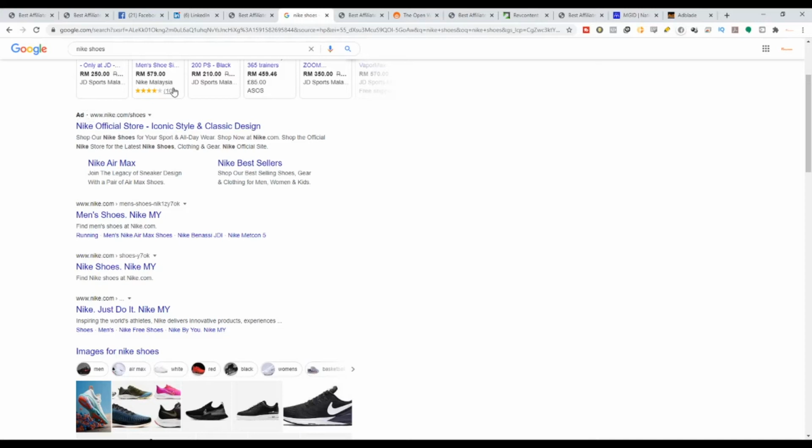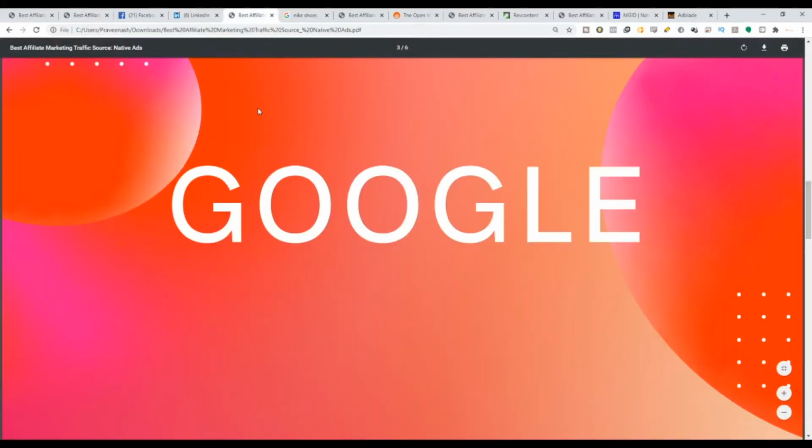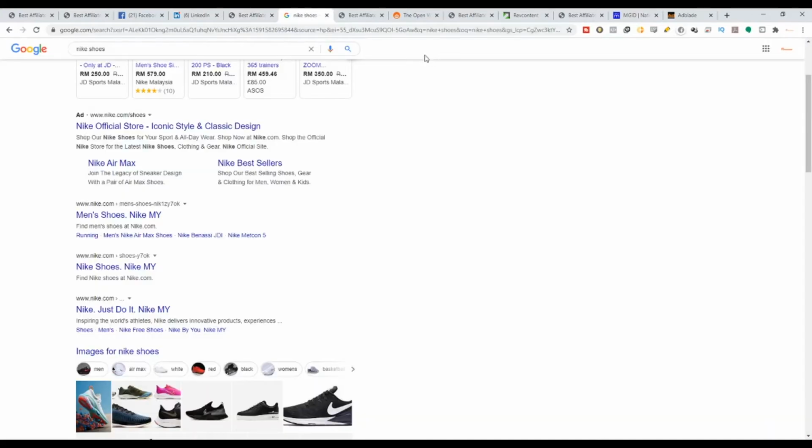And Google is the best platform if you're selling something and people already know about that stuff, people are already searching for that stuff, then Google is the place to be. It's one of the best native affiliate marketing traffic sources there is, guys. So Google is something that you should definitely consider.